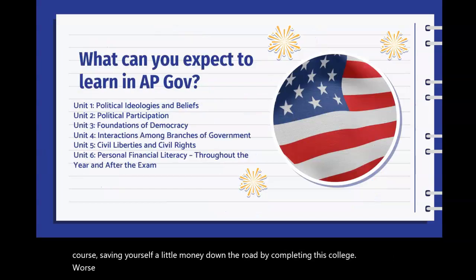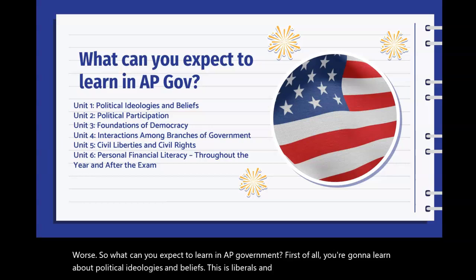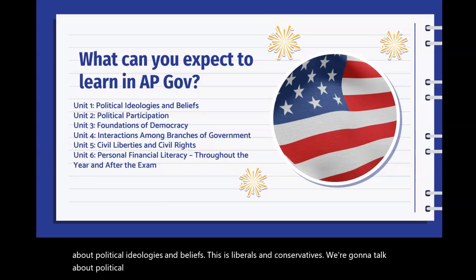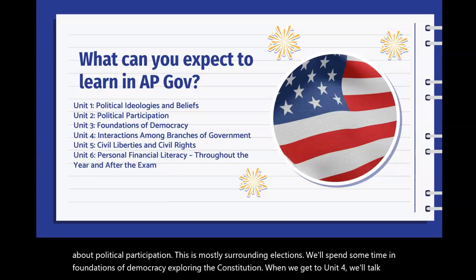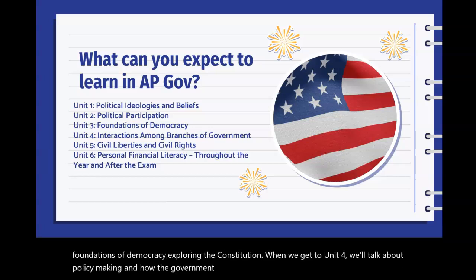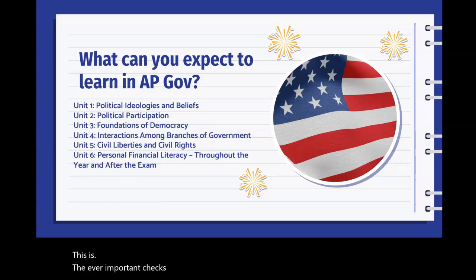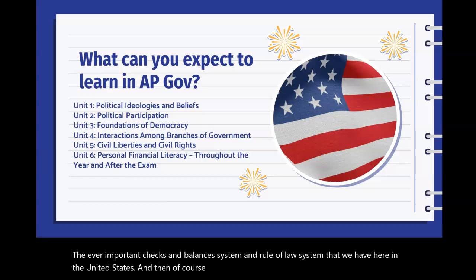So what can you expect to learn in AP government? First of all, you're going to learn about political ideologies and beliefs. This is liberals and conservatives. We're going to talk about political participation. This is mostly surrounding elections. We'll spend some time in Foundations of Democracy, exploring the Constitution. When we get to Unit 4, we'll talk about policy making and how the government branches either interact or sometimes don't interact. This is the ever important checks and balances system and rule of law system that we have here in the United States. And then, of course, finally, like I said, exploring your civil liberties and civil rights, mostly surrounding the Bill of Rights.